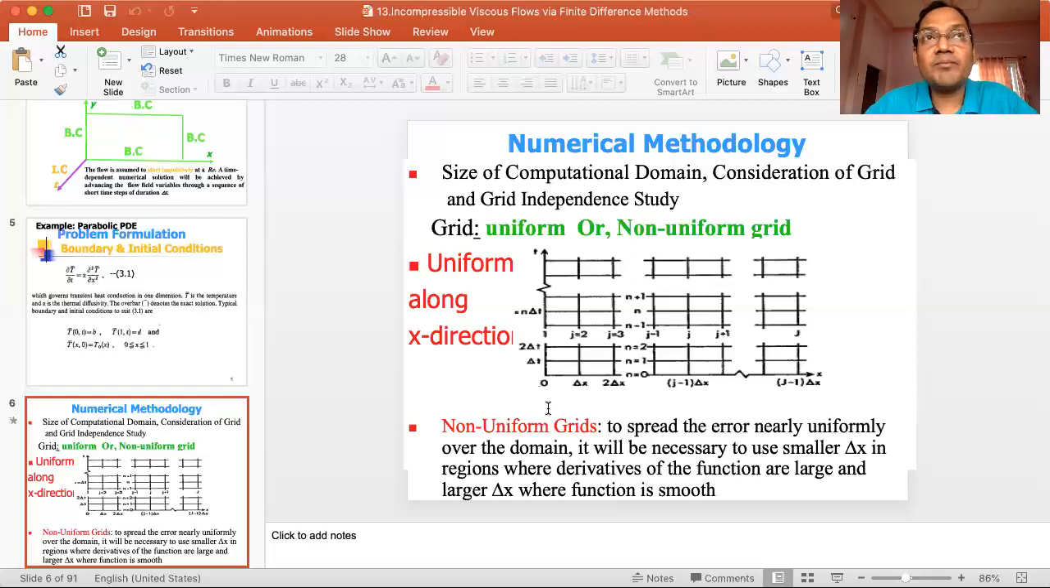But there are some problems where you may have a grid with unequal spacing. For example, very close to the boundary you may want a very fine grid, and far from the boundary you may take a very coarse grid, meaning a higher grid size. In that case, we define it as a non-uniform grid.